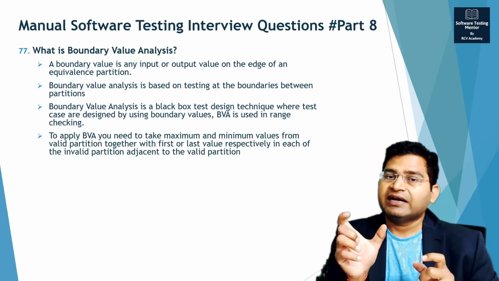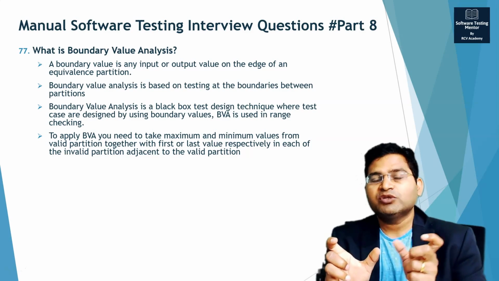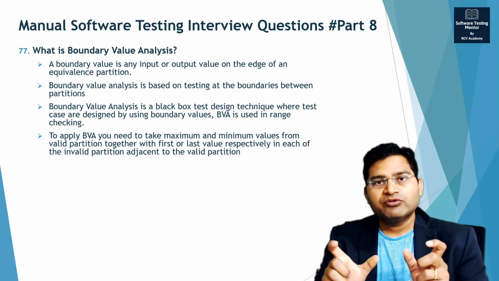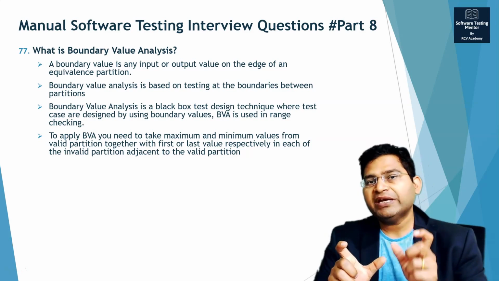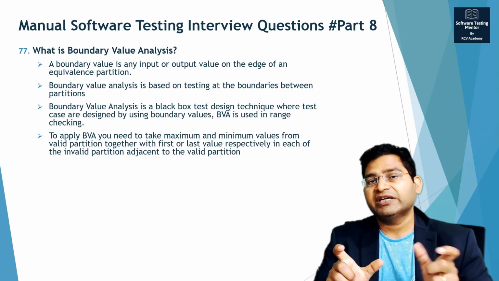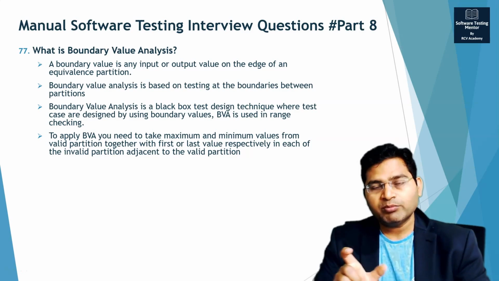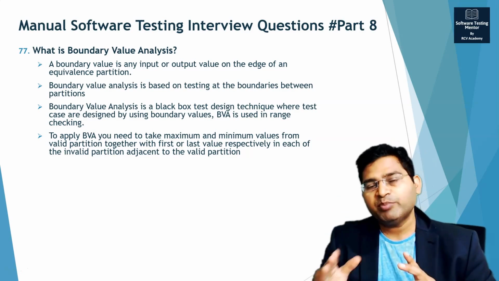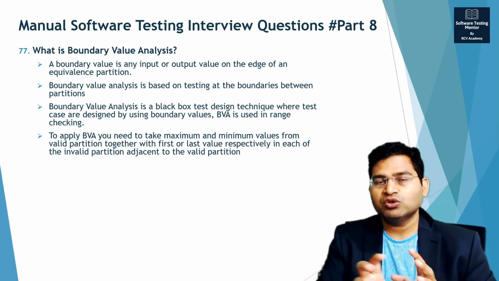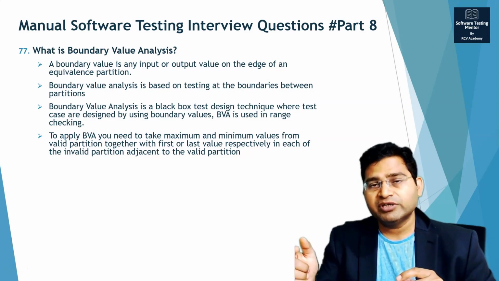For example, a text box accepts numbers 1 to 10, and then there are invalid partitions, which are less than 1 and more than 10. Okay, so in boundary value analysis, you pick a condition at the boundary of each of these partitions that you have created, right? So a boundary of the valid partition is 1, which is the lower boundary, and 10, which is the upper boundary. And then more than 10 is 11, because this text box only accepts integers. So more than 10 is 11, which is from the upper boundary, right?